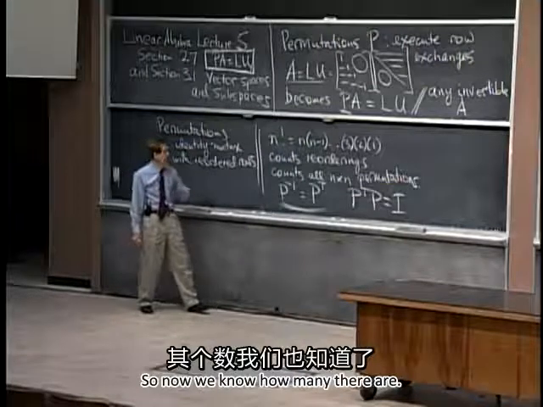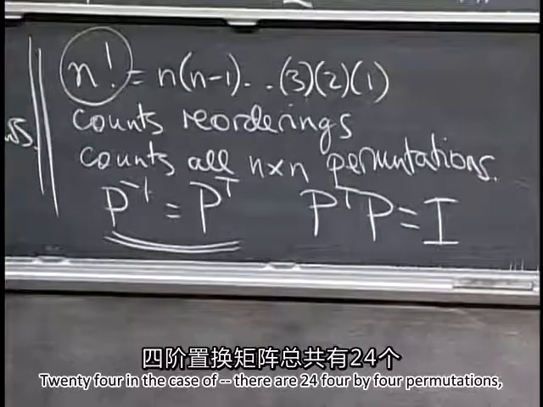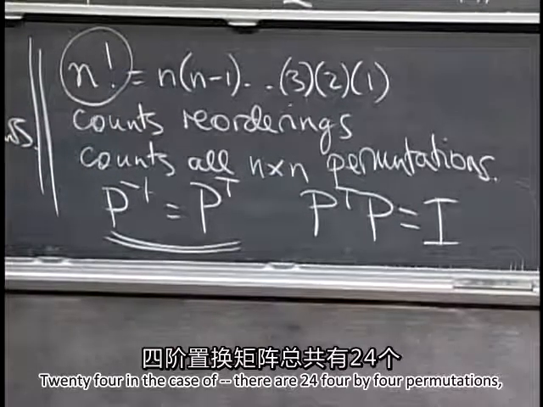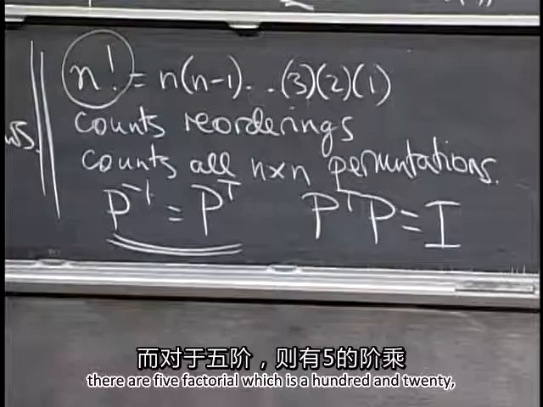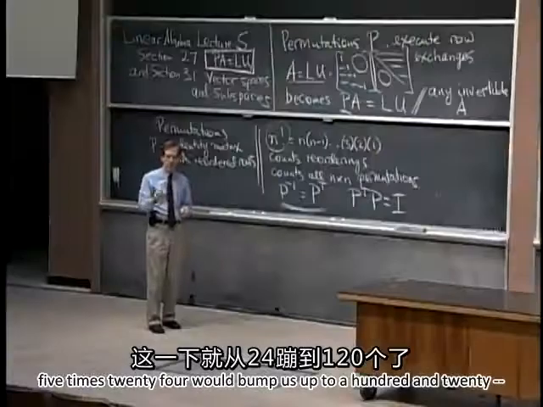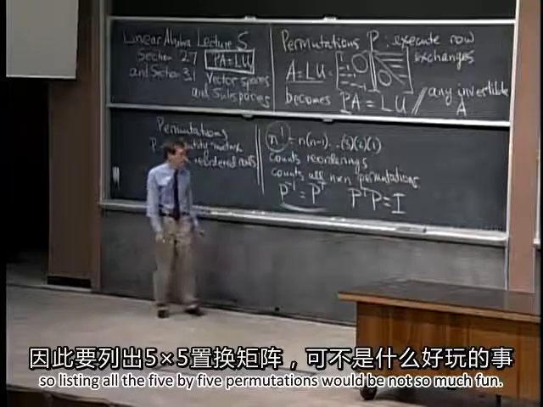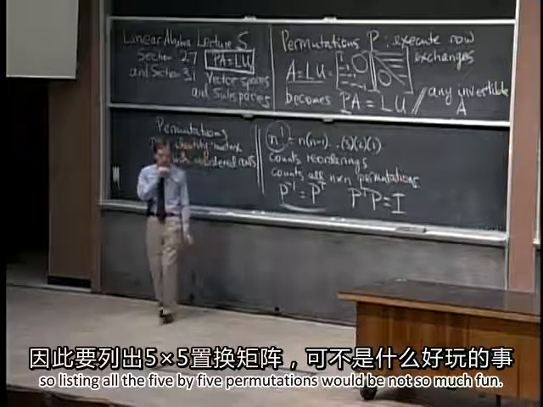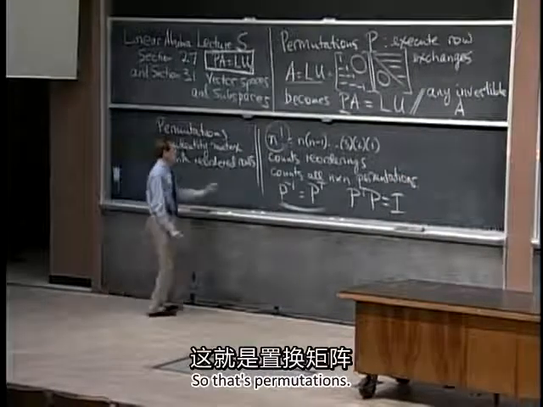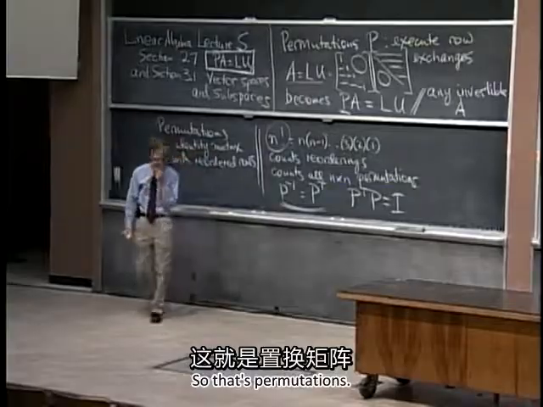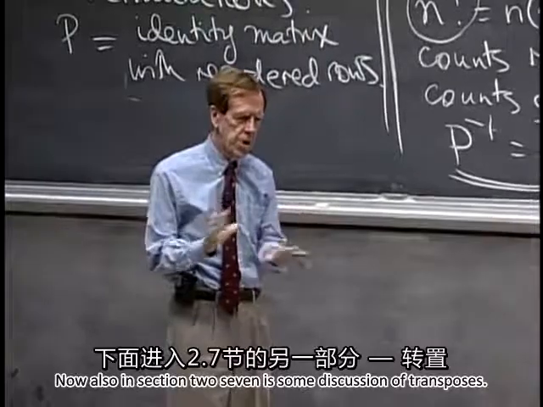Okay. So now we know how many there are. There are 24 4x4 permutations. There are 5 factorial, which is 120. 5 times 24 would bump us up to 120. So listing all the 5x5 permutations would be not so much fun. Okay. So that's permutations. Now, also in section 2.7 is some discussion of transposes.